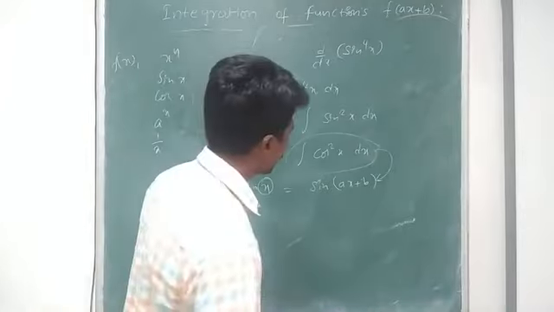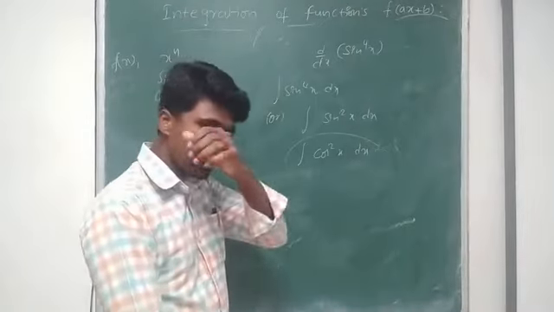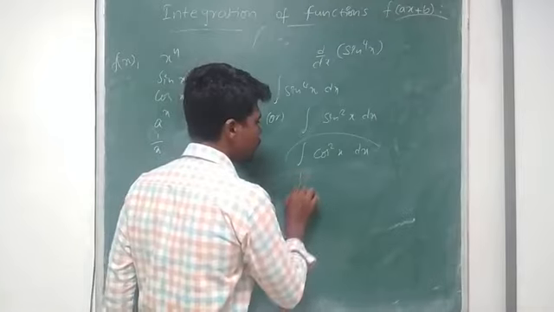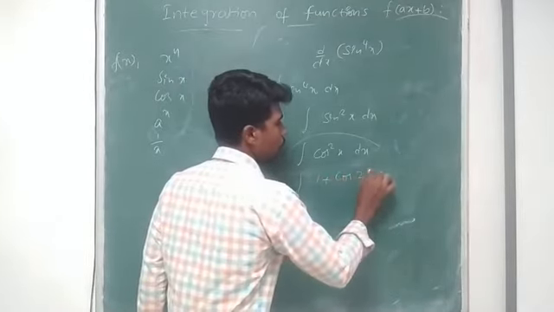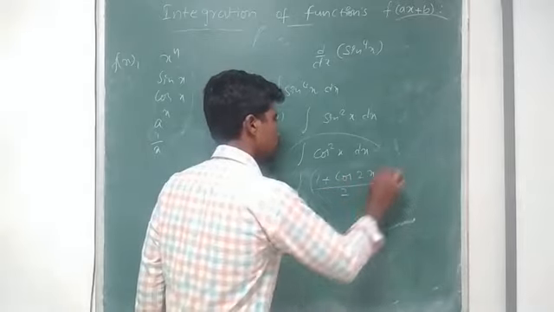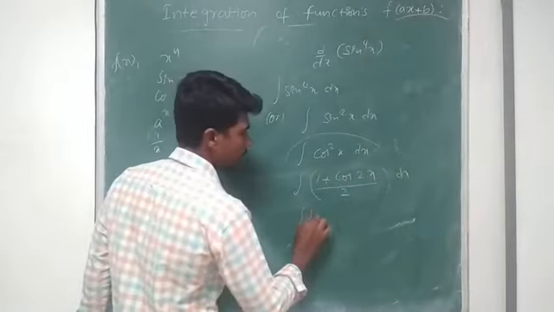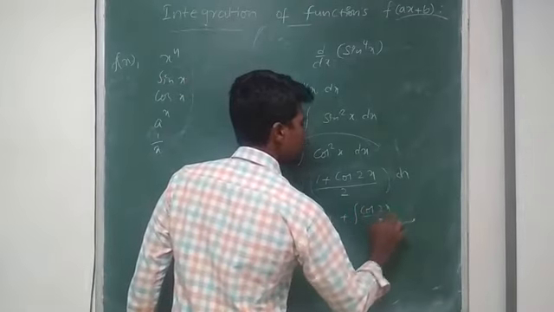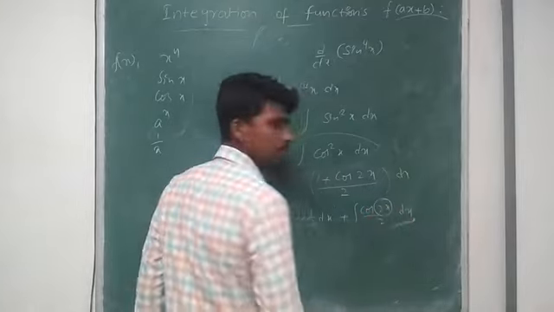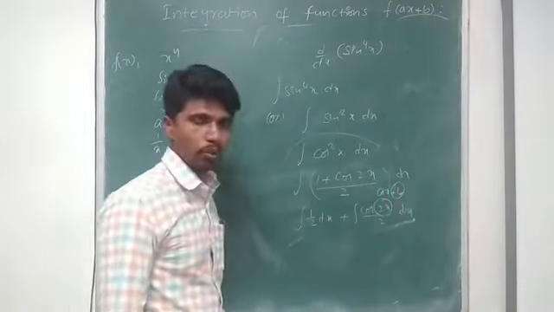So how do we do cos square x dx? If I have cos square x dx, I can convert this cos square x as 1 plus cos 2x by 2 into dx. Now split, so I get integral 1 by 2 dx plus integral cos 2x by 2 dx. Now you see this is in the form ax plus b, where b is 0.